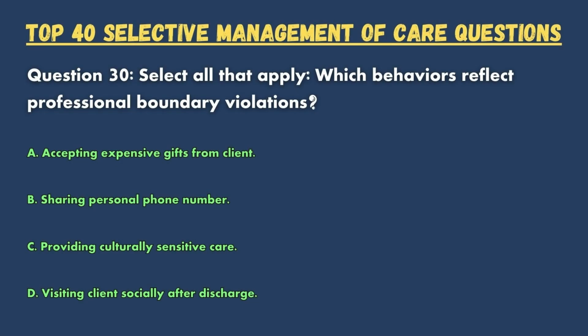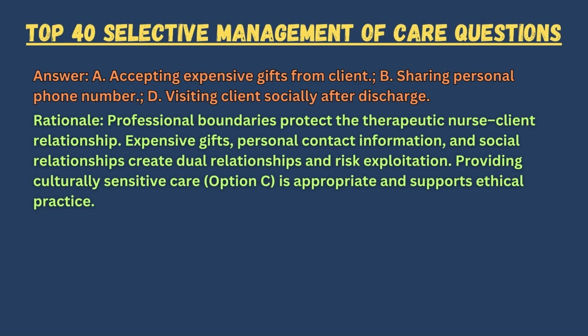Question 30. Select all that apply. Which behaviors reflect professional boundary violations? A. Accepting expensive gifts from client. B. Sharing personal phone number. C. Providing culturally sensitive care. D. Visiting client socially after discharge. Answer: A. Accepting expensive gifts from client. B. Sharing personal phone number. D. Visiting client socially after discharge.